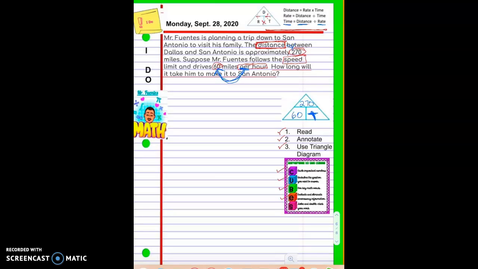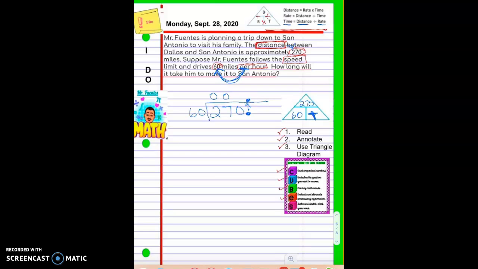So distance is 270. And I'm going to divide that by the rate, which is 60 miles per hour. Okay. Well, I know that 60 does not divide into 2, so that's 0. I know that 60 does not divide into 27, so that'll be another 0. And I also understand that there's a decimal after my whole number. And I'm going to bring that decimal straight up.